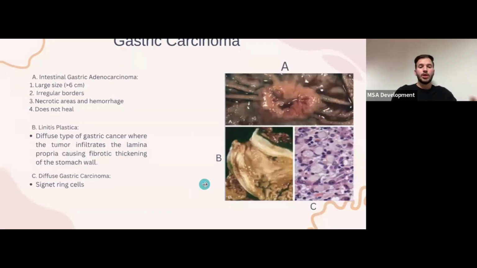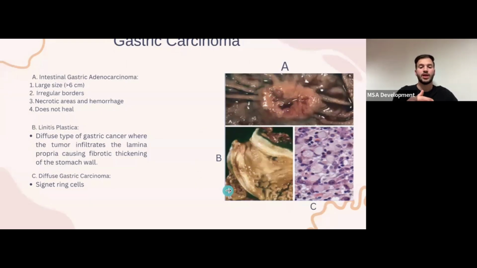Now, gastric carcinoma, the intestinal gastric adenocarcinoma, it's usually large in size, more than 6 centimeters. It has irregular borders, necrotic areas, and hemorrhage, and it usually doesn't heal. This is for A. This is an intestinal gastric adenocarcinoma. Now, for B, this is a linitis plastica.